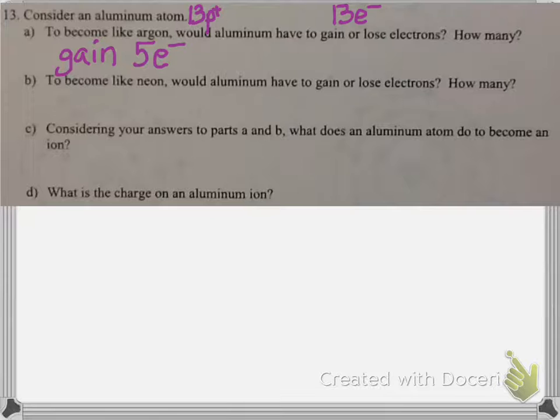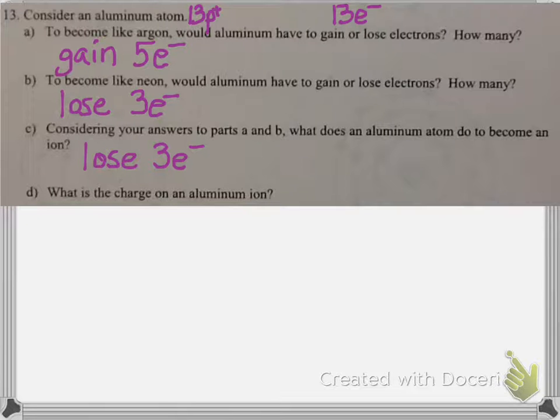To become like neon, would aluminum have to gain or lose electrons? Neon has 10 electrons, so it would have to lose 3 electrons. Considering your answers to parts A and B, what does an aluminum atom do to become an ion? Remember, it's always going to do whatever is smallest or fewest. So it is going to lose 3 electrons.